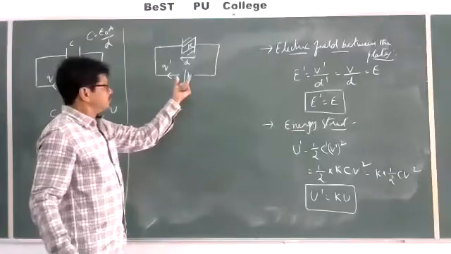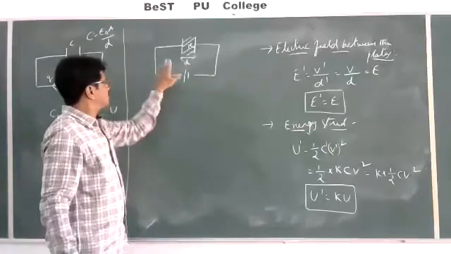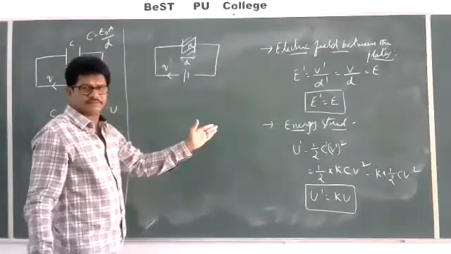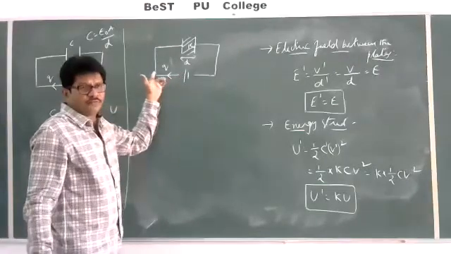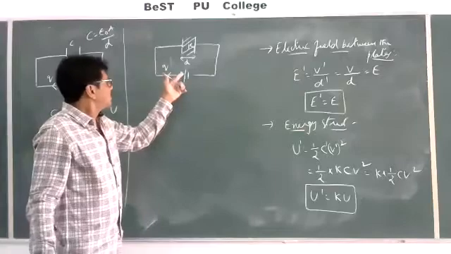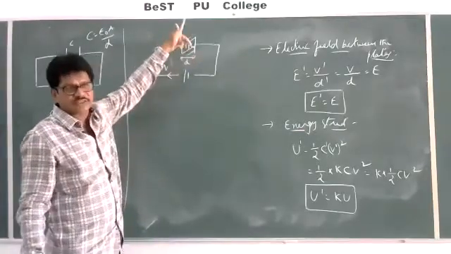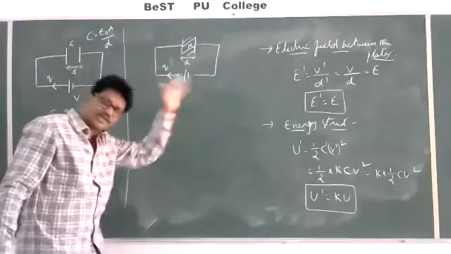For example, until disconnection, the charge is Q. Once we disconnect, will any further charge flow? No. Whatever charge has already flowed, that charge remains. There will be no new charge flowing.